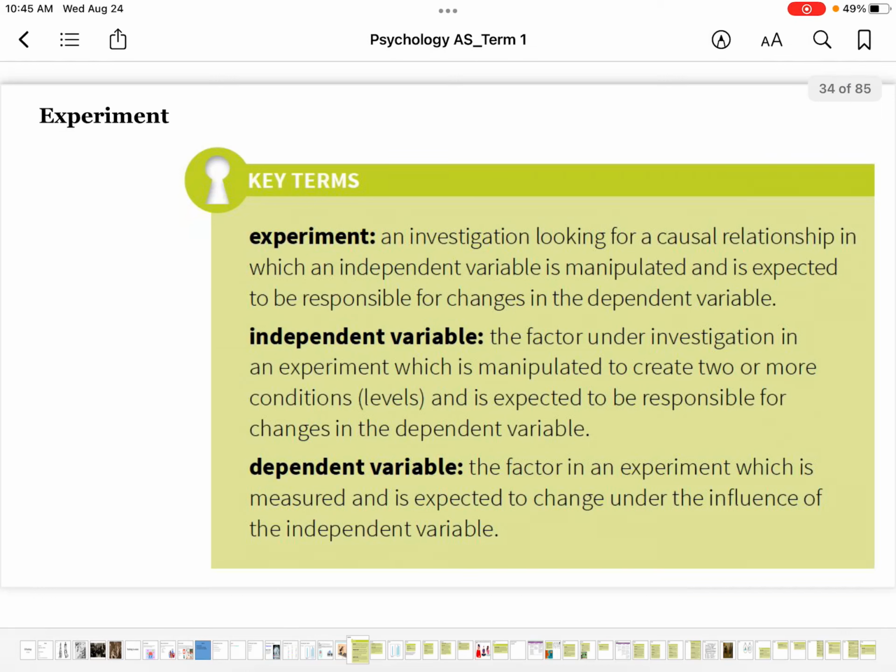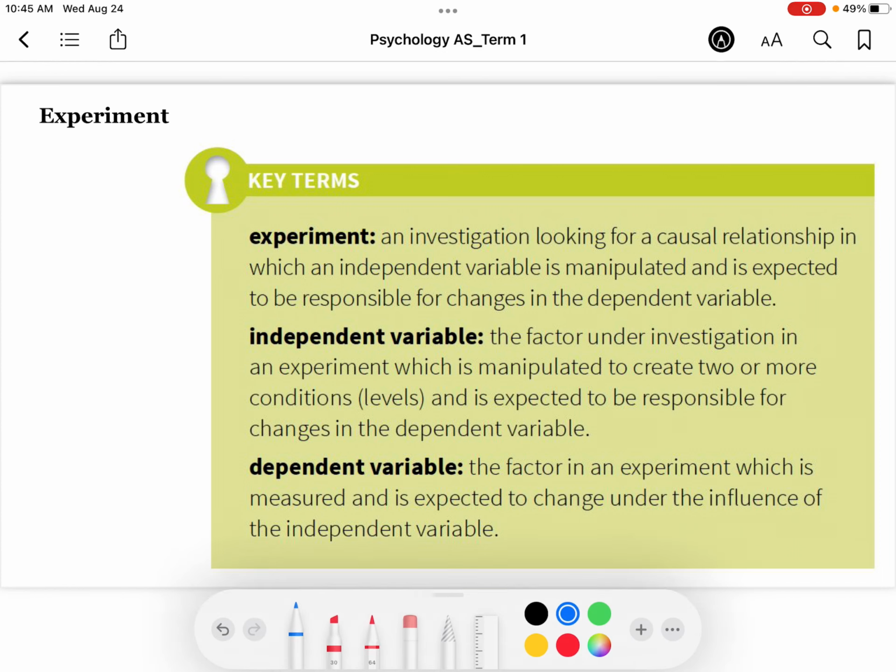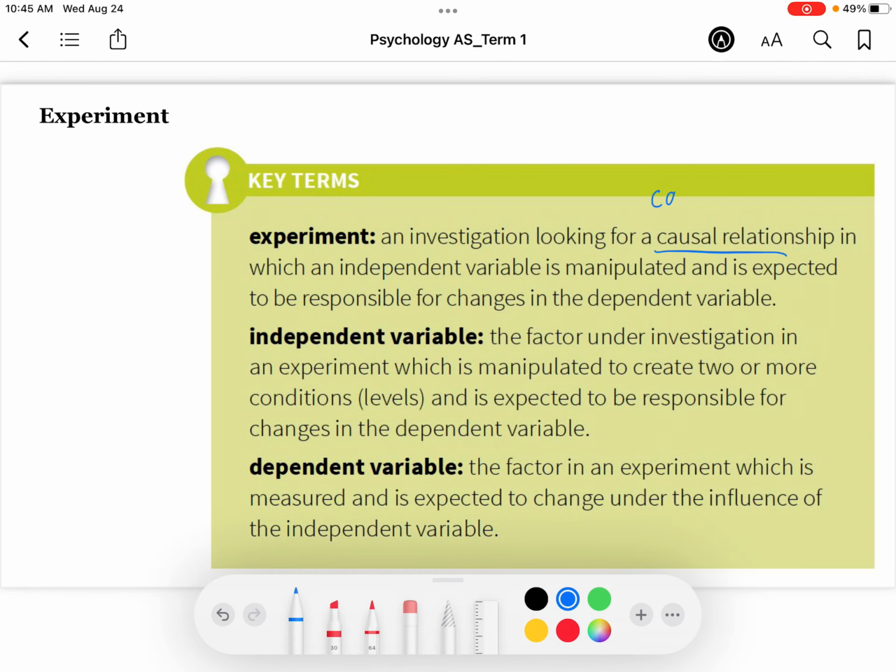Hello again, students. Now we're going to go in depth in studying specific concepts that will definitely come up in your ACE level exams. Now, an experiment is an investigation looking for a causal relationship between the IV and the DV. Specifically, a causal relationship. What does that mean? It means there's a cause and effect.